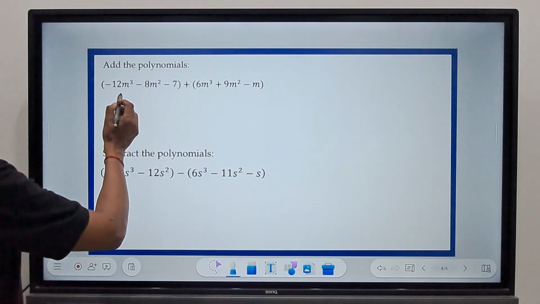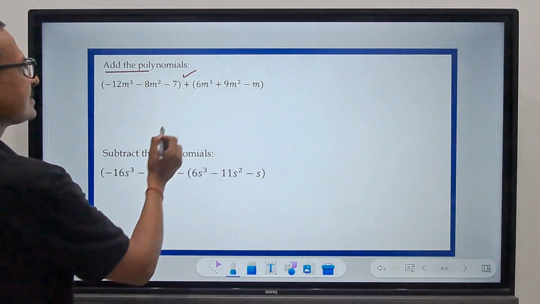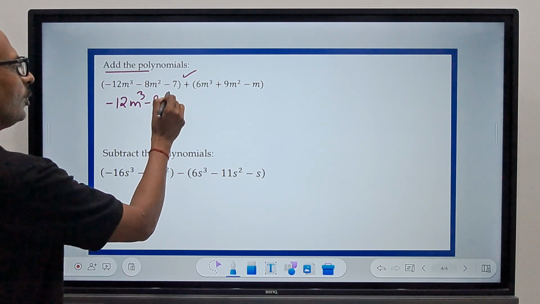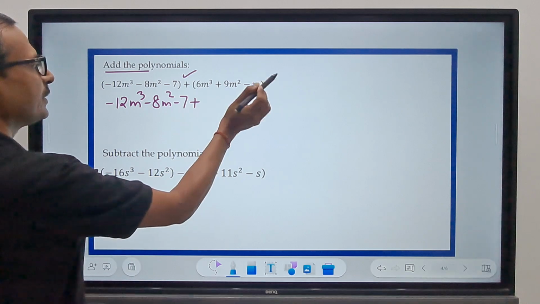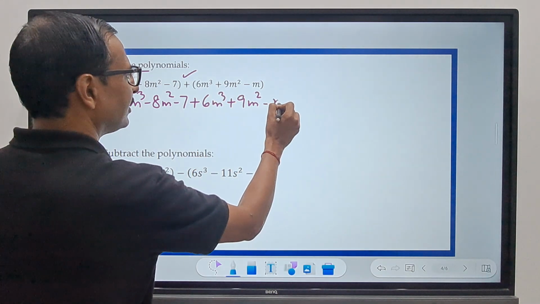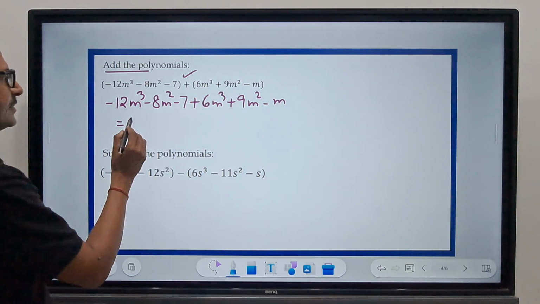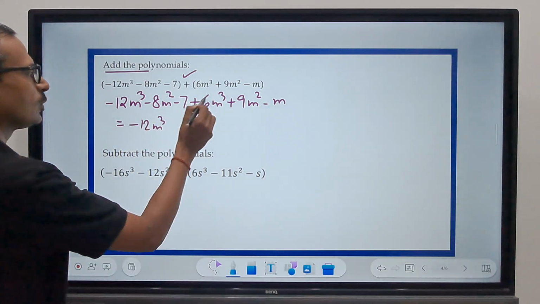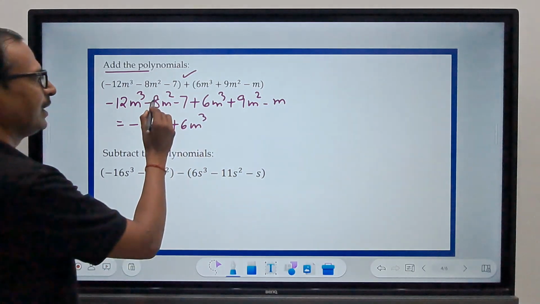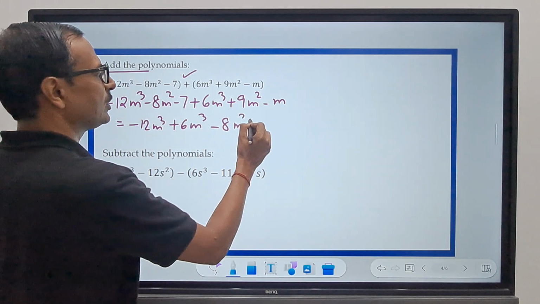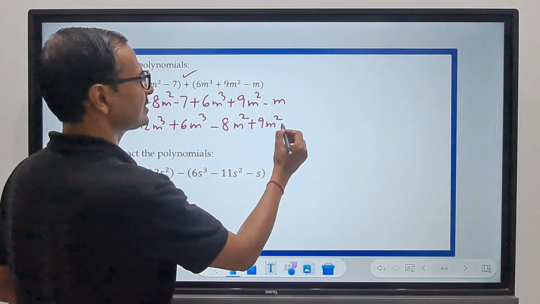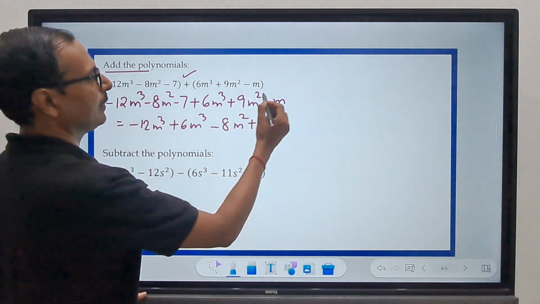Another one. He has written add. Add means plus. So whenever you have plus, you don't need to worry about the sign. Open the first bracket, plus, open the second bracket without any change. No problems there. Okay. Now it's all about grouping the terms. Minus 12m cube has to be grouped with plus 6m cube because they are like terms. M cube, right? Minus 8m square is to be grouped with plus 9m square. Again m square. And minus 7, oh, I think there is one more term here, minus m.